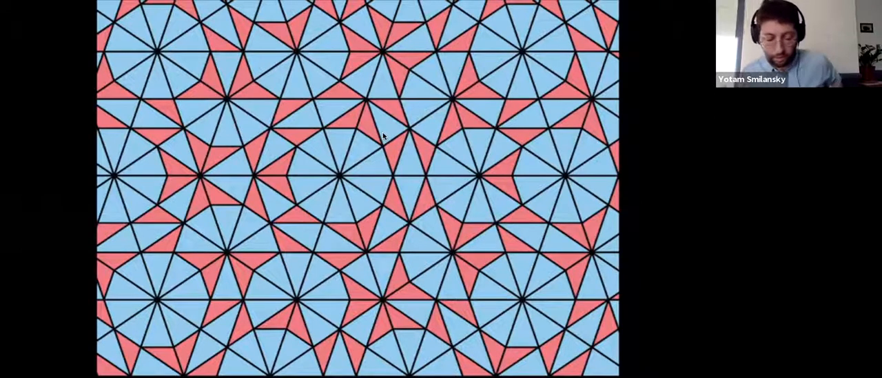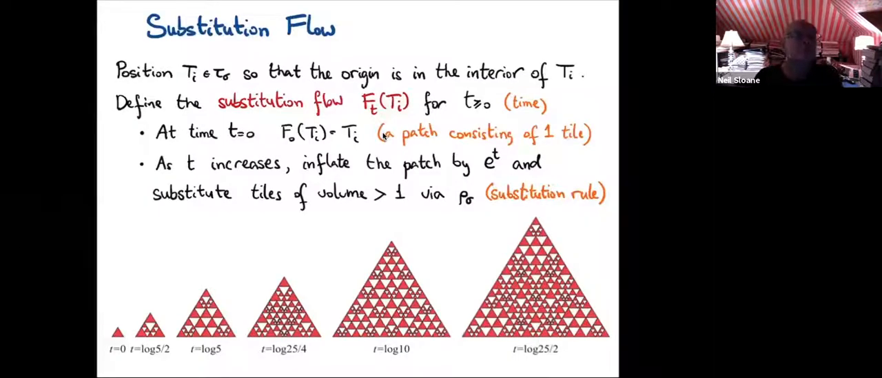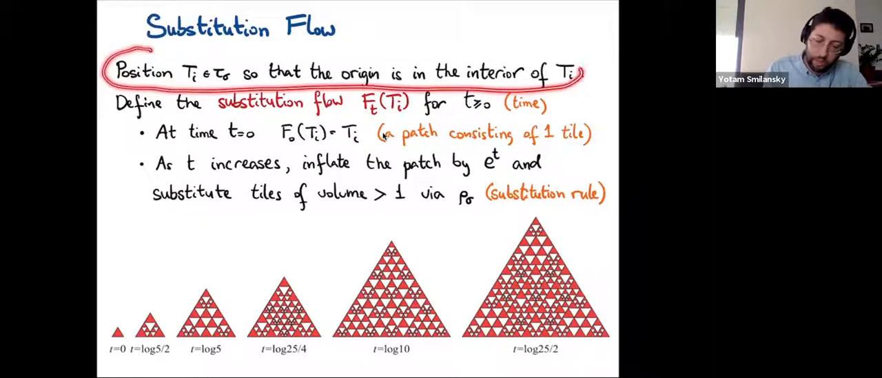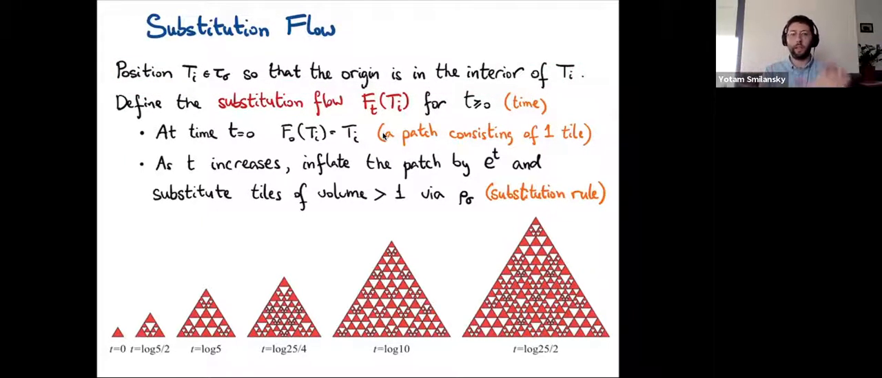My talk is not about aperiodic order at all, but this is a patch, not a central patch. Thank you. So, in order to go beyond this problem of not getting nice tilings, we needed to find a new way to define patches and tilings out of the multiscale substitution scheme. Here is the idea that we suggest. You position one of the proto tiles so that the origin is in its interior. You have the origin of your Euclidean space and you put your favorite triangle so that the origin is somewhere in the middle. And you define what we call the substitution flow, which we denote by Ft, where t stands for time.